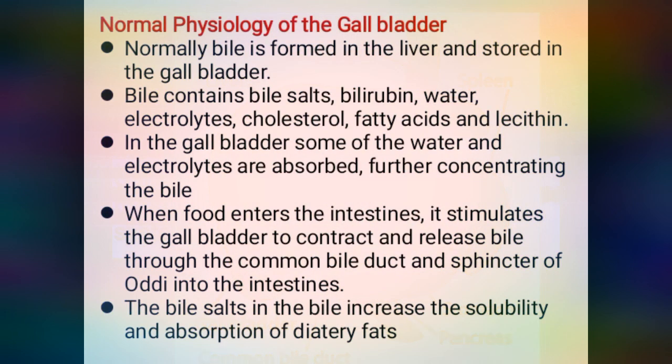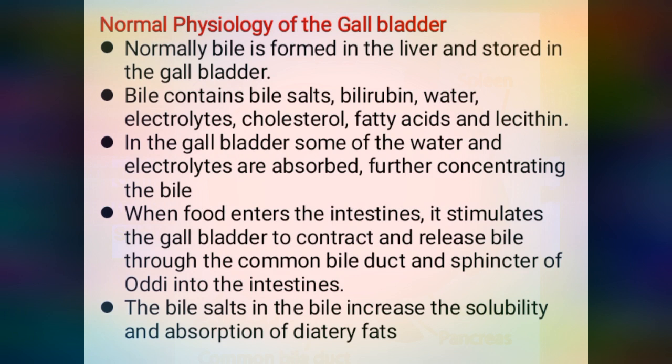Now the normal physiology of the gallbladder. Just like it has already been mentioned, the bile is formed by the liver and is stored in the gallbladder. This bile, the fluid or pigment, contains bile salts, bilirubin, water, electrolytes, cholesterol, fatty acids, and lecithin. These are the contents that make up the composition of the bile that is stored within the gallbladder.